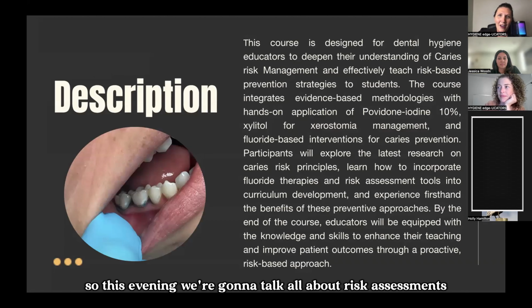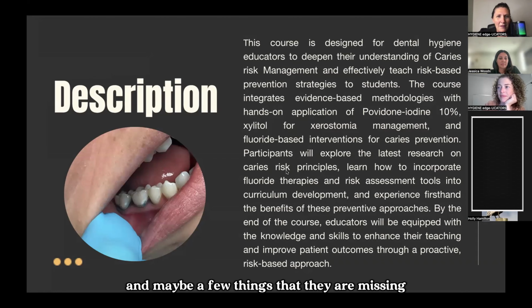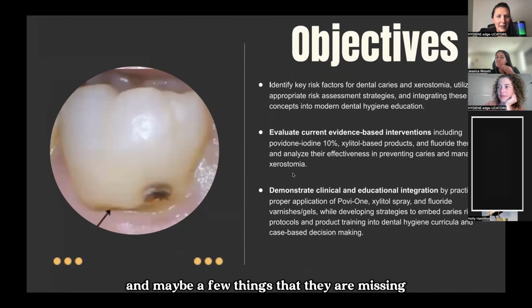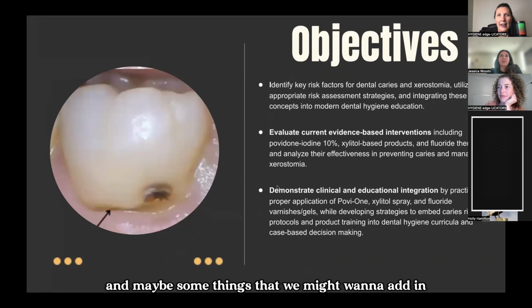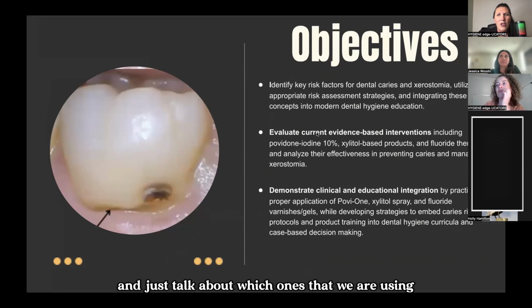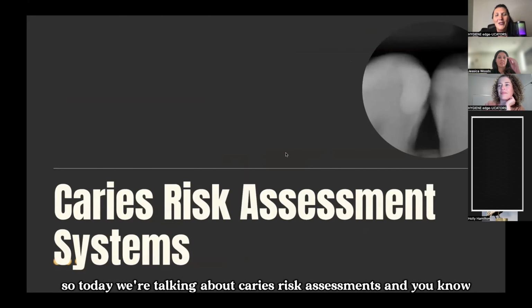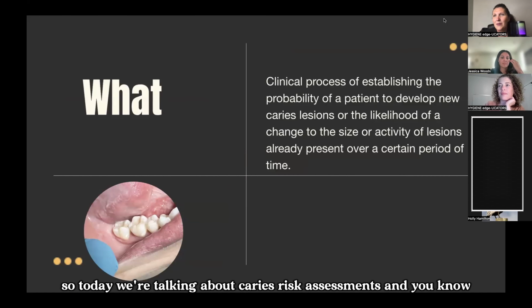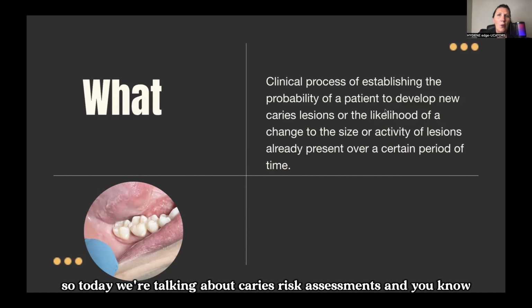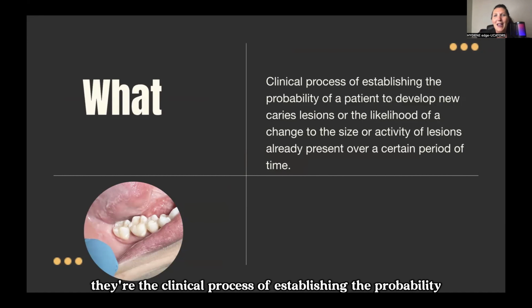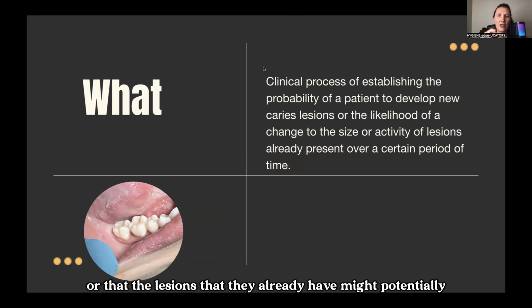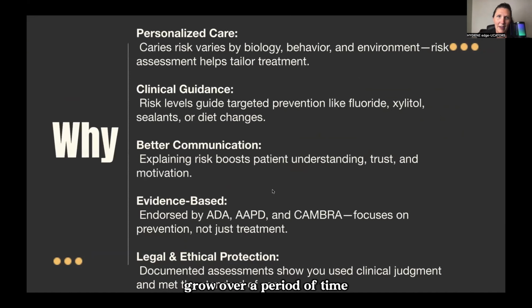So this evening, we're going to talk all about risk assessments, maybe a few things that they are missing, some things that we might want to add in, and which ones we are using. So today we're talking about caries risk assessments. What are these? They're the clinical process of establishing the probability that a patient might develop a new carious lesion, or that the lesions they already have might grow over a period of time.